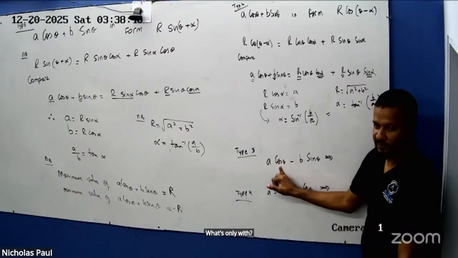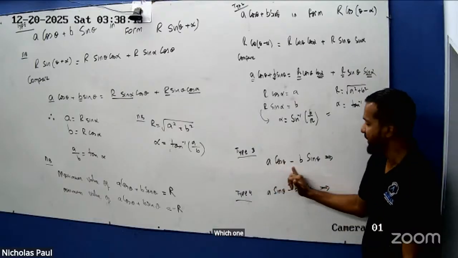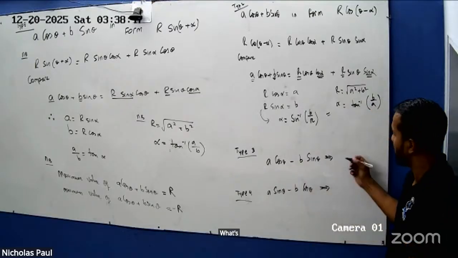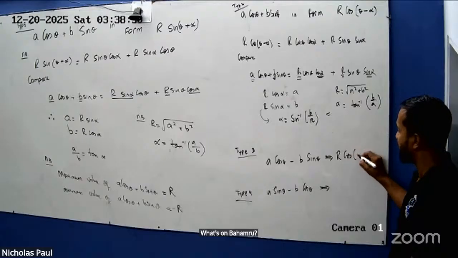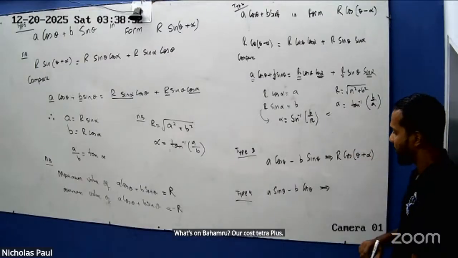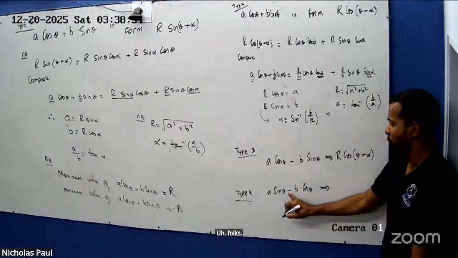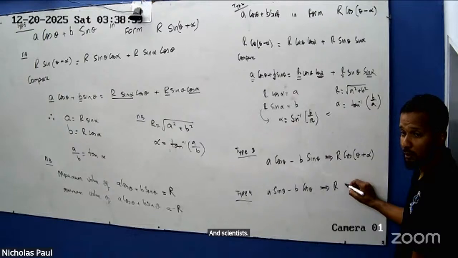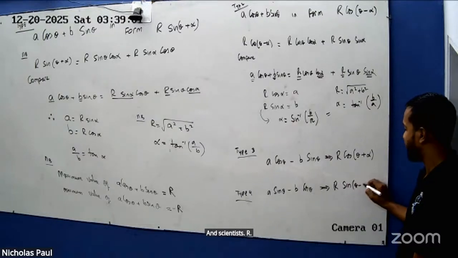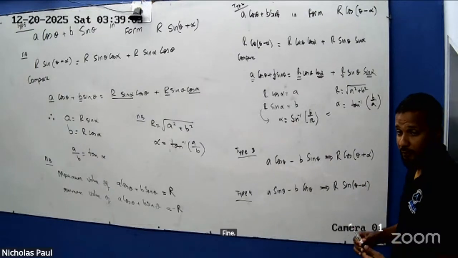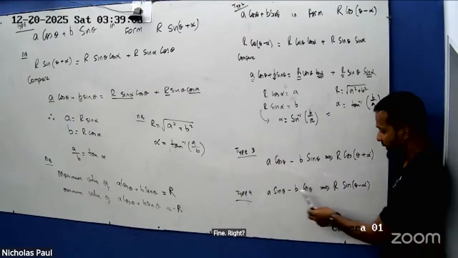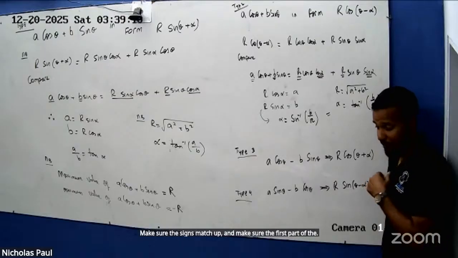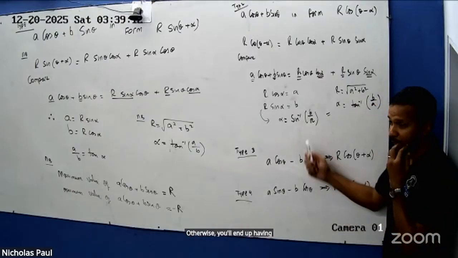Sine, cos. Which one has cos theta with a plus and a minus sign? Which compound rule? R cos theta plus alpha. Then which one has a minus and sine plus? R sine. Make sure the signs match up and the first part of the expansion matches up, otherwise you'll end up with problems with the sines.